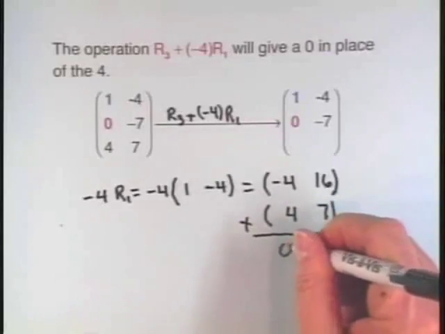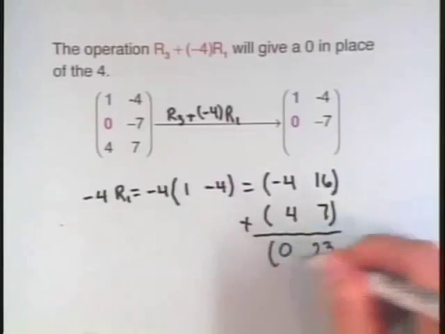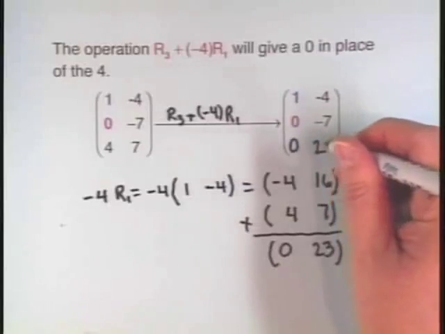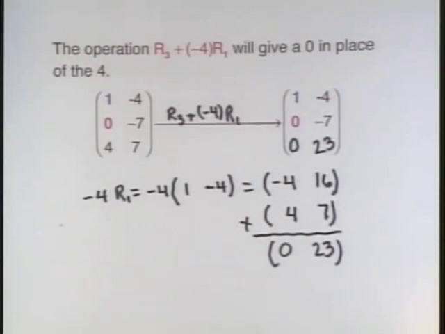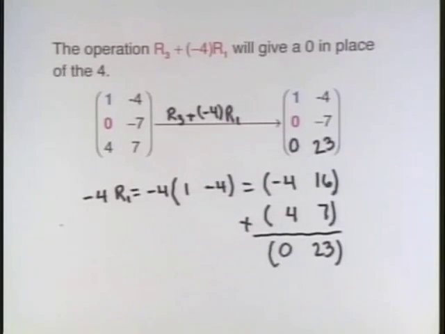-4 plus 4 gives us the 0 we want. 16 plus 7 gives us 23. This is our new row 3 with values 0 and 23. Note we again used a multiple of row 1, -4 times row 1, but this time we replaced row 3. In both of the previous operations, we used the leading one in row 1 to create zeros below it in column 1. Now move to the second row, second column, and repeat the process for finding the leading one.